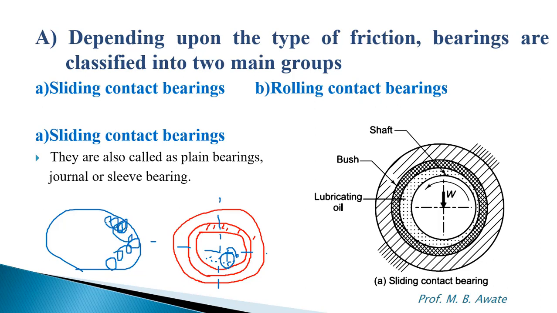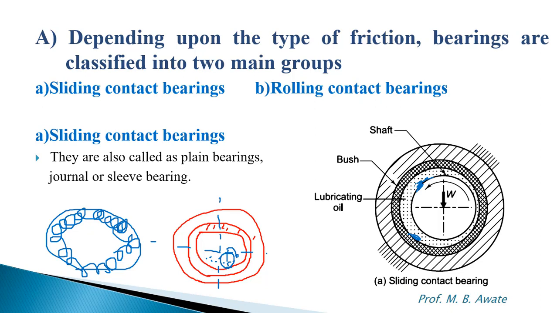So while rotating along its own axis, it is going to touch the inner surface of this bush or the bearing. So the type of contact between the outer surface of the shaft and inner surface of the bush is of sliding type. That you can see here, and due to this sliding contact a large amount of friction is created, and due to that there will be a rise in temperature.